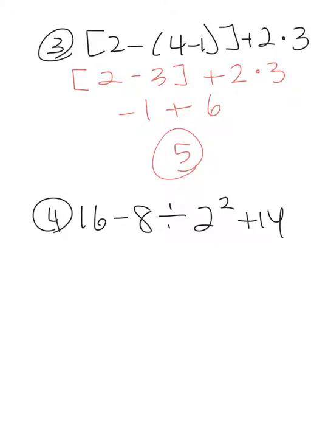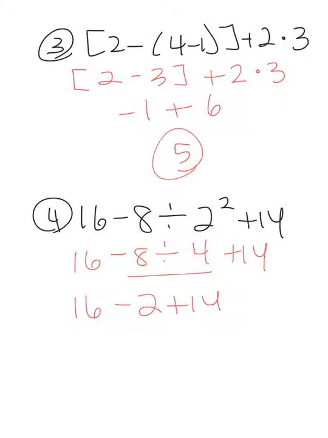And number 4, I have still a lot of things going on there. I don't have any grouping symbols this time, but I do have some exponents. So I have 16 minus 8 divided by 2 squared, which is 4, plus 14. Okay, now I have a division. I have negative 8 divided by 4, so that needs to be done first. So I'm just going to take my 16, rewrite it. Negative 8 divided by 4 gives me negative 2, and then I'm going to add 14.